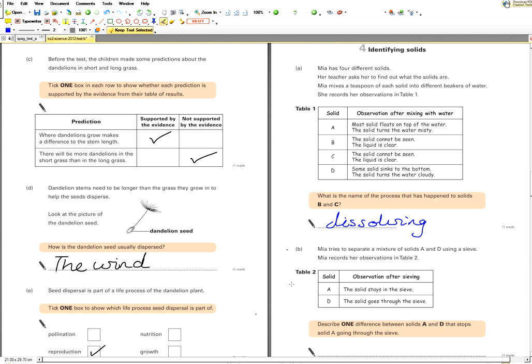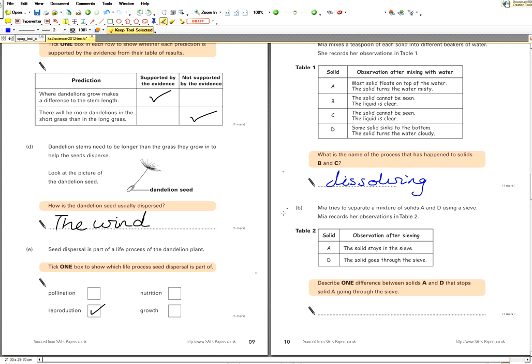Part B now. Mia tries to separate a mixture of solids A and D using a sieve. Mia records observations in table 2. The solids stay in the sieve, the solids go through the sieve, A and D. Describe one difference between solids A and D that stops solid A going through the sieve. So what is it about A that is different from D?